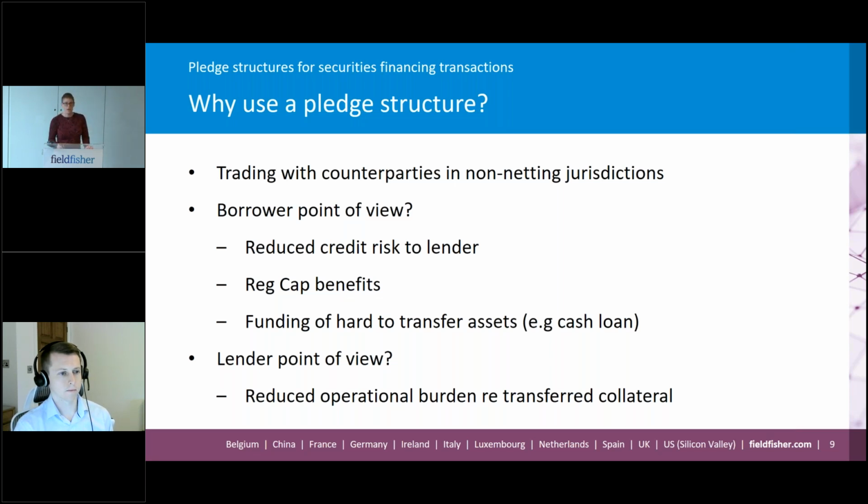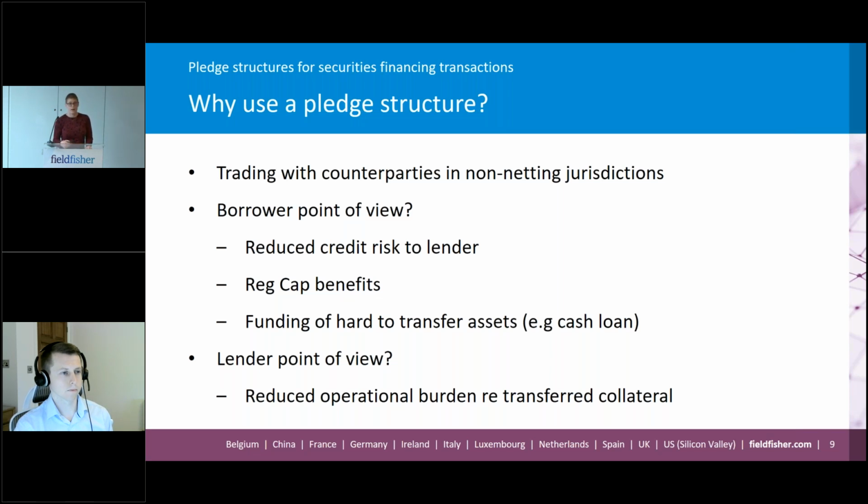But when you look at it from a borrower point of view, there are quite a few benefits to be had, particularly when you remember that the borrower on a net basis takes credit risk on the lender because the loans are typically over-collateralized. So if you're trading on a sort of directional perspective where you're always the borrower, then you could end up with quite a bit of credit risk on your lender counterparty. The pledge structure allows you to remove that credit risk.